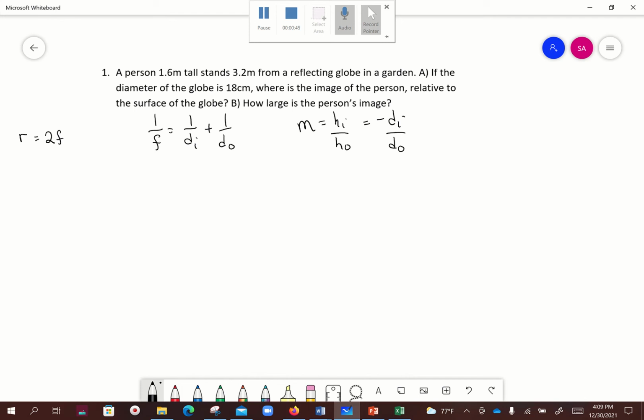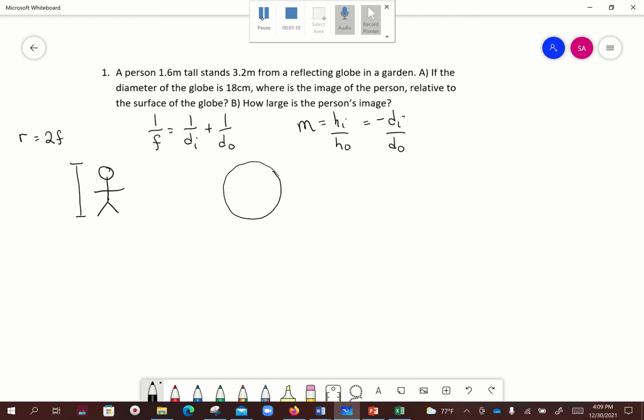So we have a person 1.6 meters tall, standing 3.2 meters away from a reflecting globe in a garden. So a reflecting globe in a garden is a circular ball that has a reflecting coating on it. And so a person is standing in front of it. They're 3.2 meters away, and they're 1.6 meters tall.